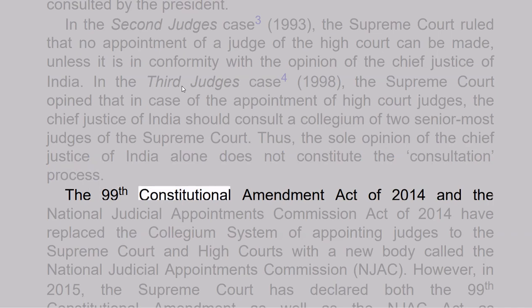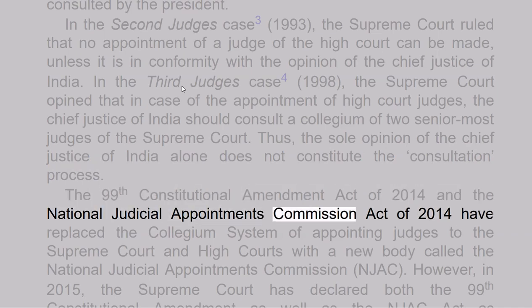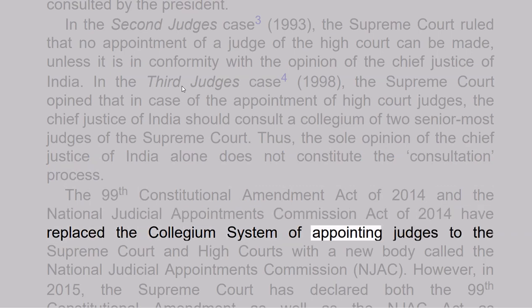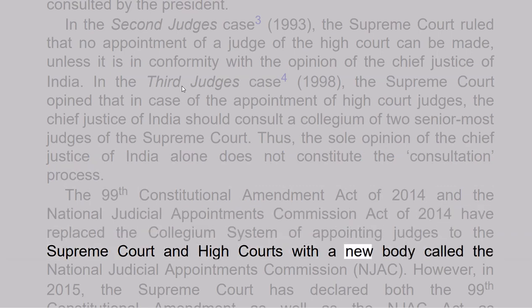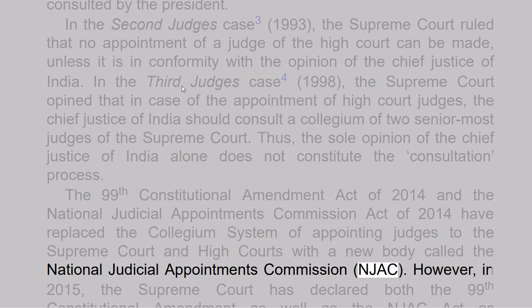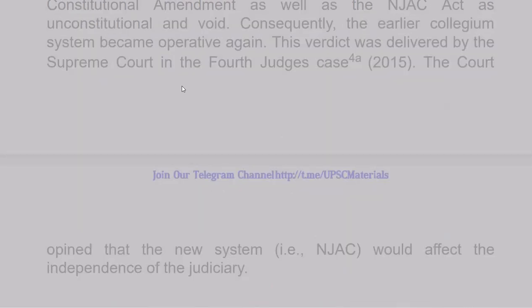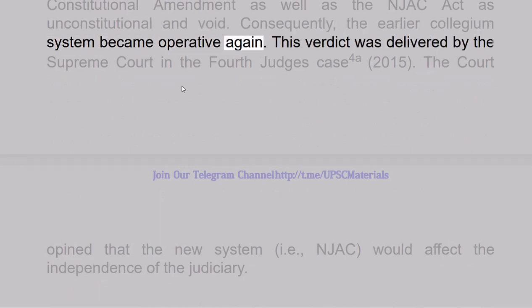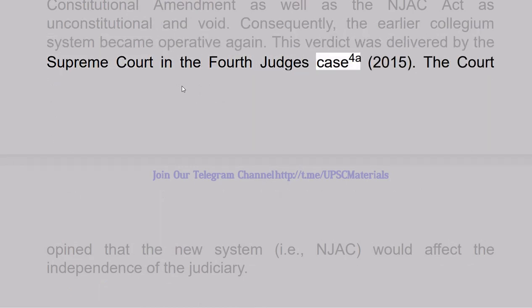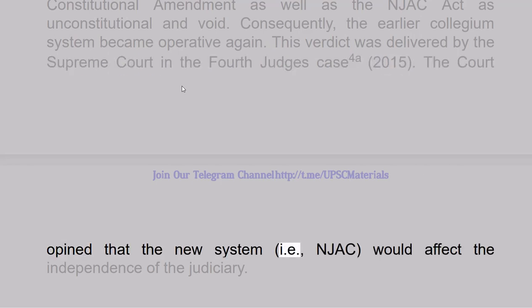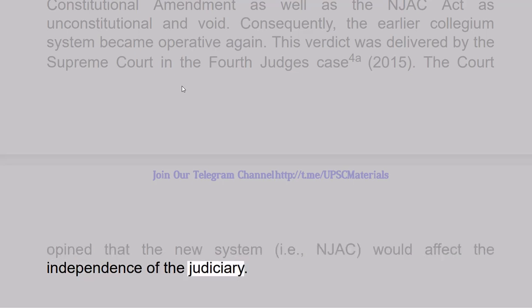The 99th Constitutional Amendment Act of 2014 and the National Judicial Appointments Commission Act of 2014 have replaced the collegium system of appointing judges to the Supreme Court and High Courts with a new body called the National Judicial Appointments Commission, NJAC. However, in 2015, the Supreme Court declared both the 99th Constitutional Amendment as well as the NJAC Act as unconstitutional and void. Consequently, the earlier collegium system became operative again. This verdict was delivered by the Supreme Court in the Fourth Judges Case, 2015. The Court opined that the new system, i.e., NJAC, would affect the independence of the judiciary.